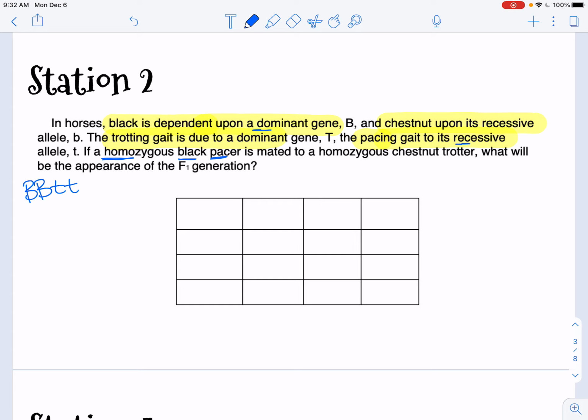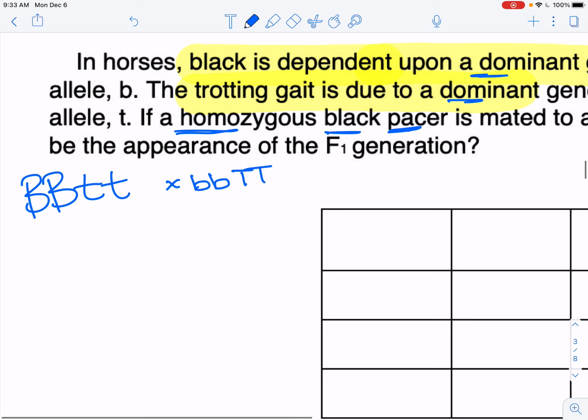And then it's going to be mated with a homozygous, which means same, chestnut. Chestnut is recessive, so it's going to be lowercase, little b, little b. And it's a trotter, and a trotter is dominant. And again, it says homozygous, so we know that it's going to be big T, big T. Okay, so once I have the parents, this is my cross statement here.